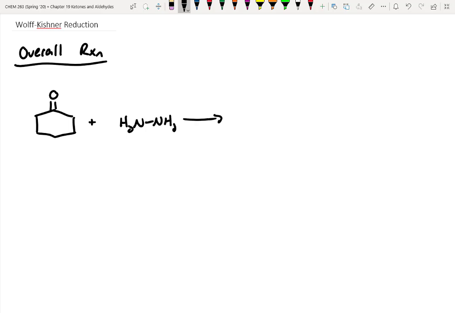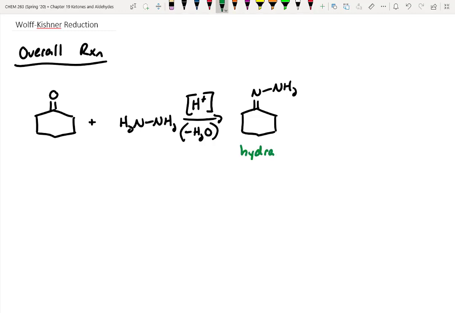And like I said, we need some sort of acid catalyst, but not too powerful. We don't want to protonate all of our amine. And I'm going to make this a one-way arrow, and we can favor formation of our product by removing water. And like I said, you can get this intermediate that's kind of like an imine, but we like to call it a hydrazone. So I'm just going to label that as a hydrazone. It's just being more specific.